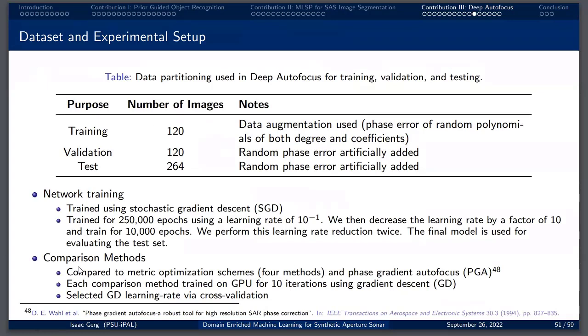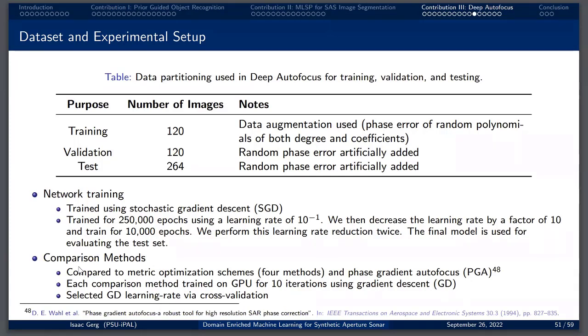And then to benchmark this against existing methods, we compared against those 4 metrics that I previously showed, plus another method called phase gradient autofocus, which is a common technique used in synthetic aperture radar. All this slide is really to say is that we don't have much training or test data, and we're still able to get good results with the deep network.